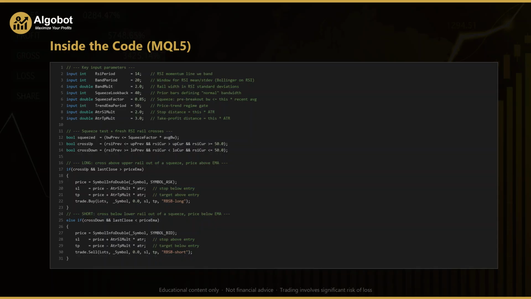Now the 2 branches. In the long block, if cross-up is true and the last close is above the price EMA, the EA reads the ask price, places the stop below entry at ATRSL multiple times ATR, sets the target above entry at ATRTP multiple times ATR, and calls trade.buy. In the short block, if cross-down is true and the last close is below the EMA, it reads the bid, flips the stop above entry and the target below entry, and calls trade.sell. Notice both sides are exact mirror images, and the exit is defined the instant the trade opens.